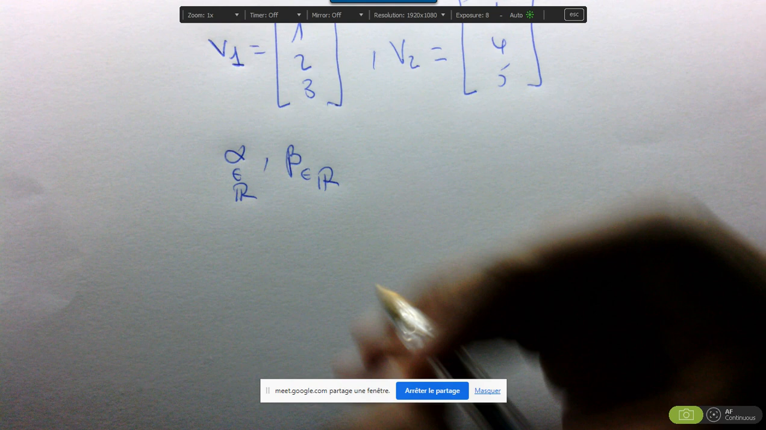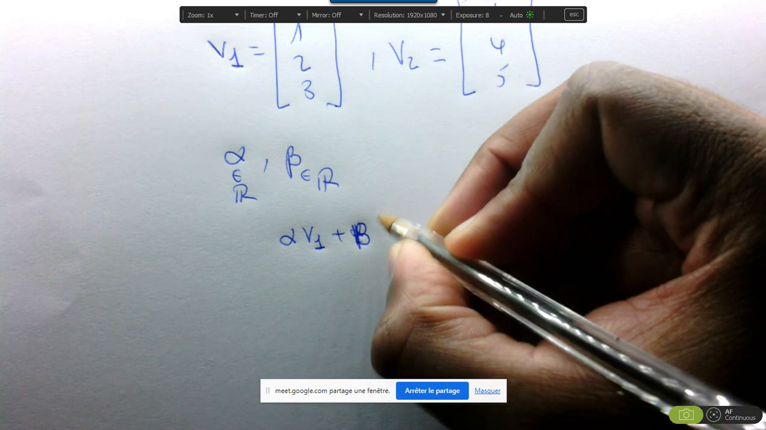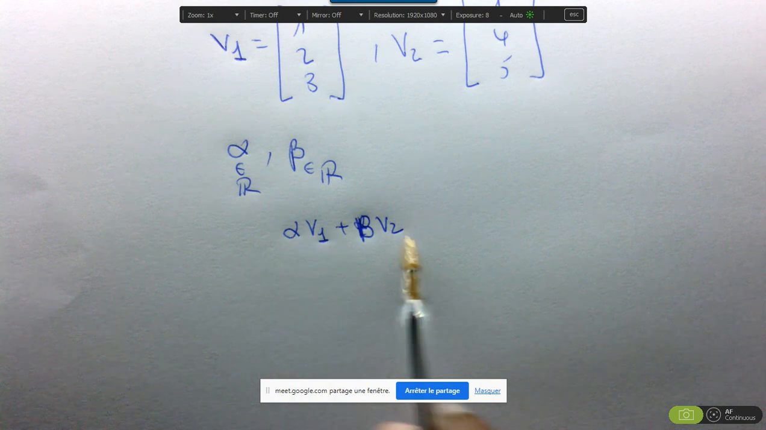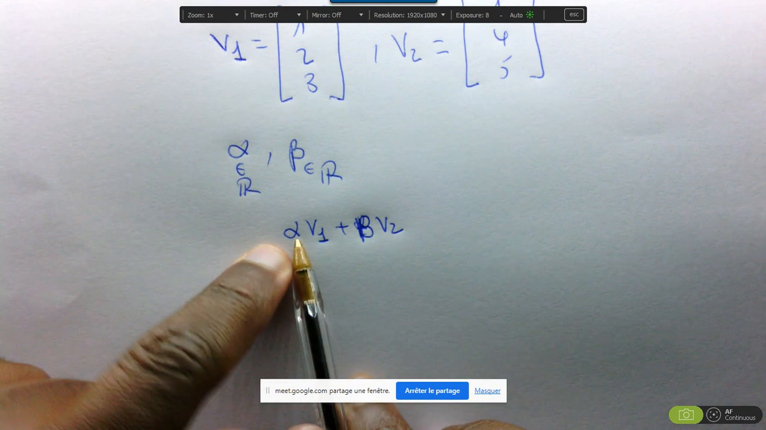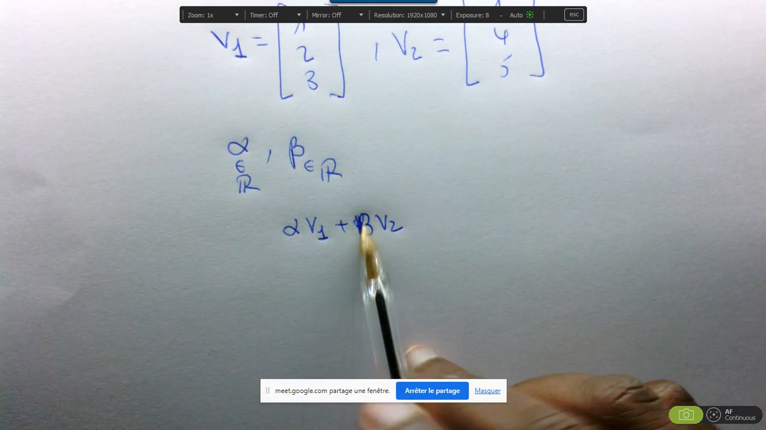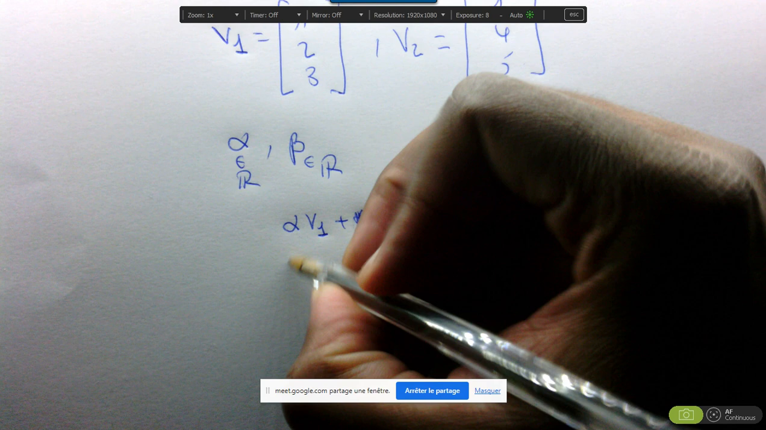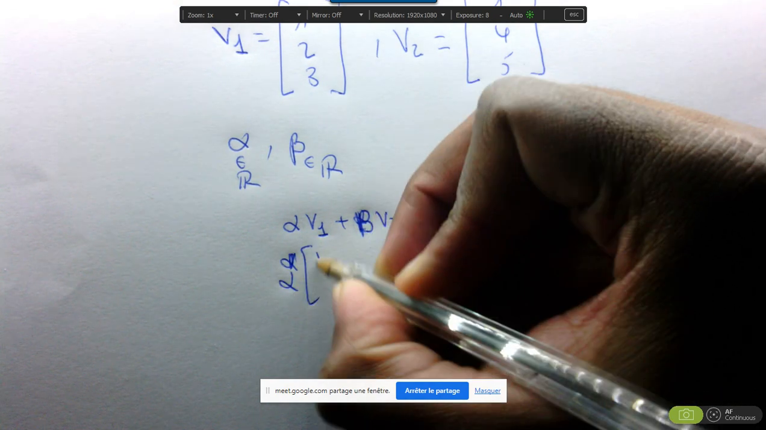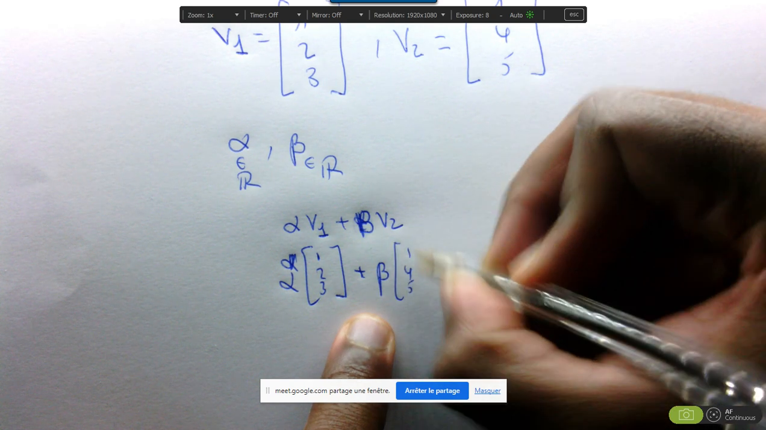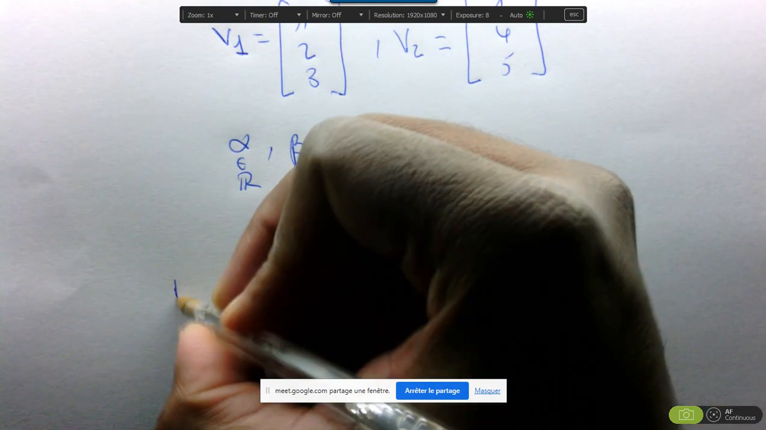If I write alpha v1 plus beta v2, I know that I can have infinitely many values. For example, here I can replace alpha with 1, 2, 3, 4, 5, 6, 7. Similarly, with beta I can replace it with whatever number I want from the set of real numbers. So alpha times v1, (1, 2, 3), plus beta times v2, (2, 1, 4, 5), will form a set. Let's call that set H.